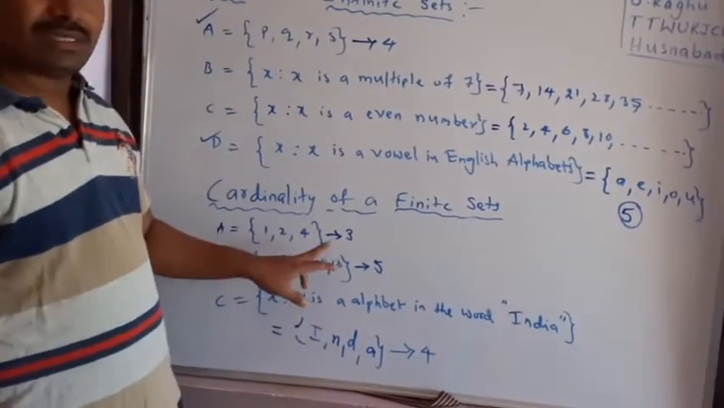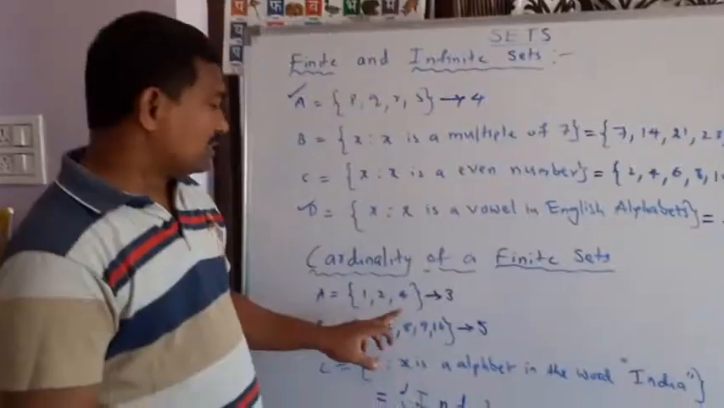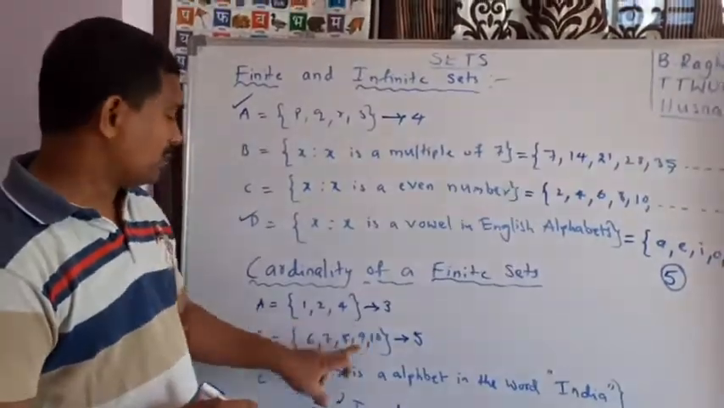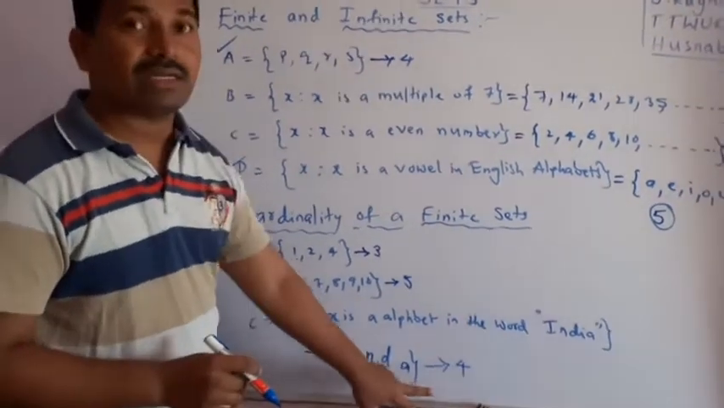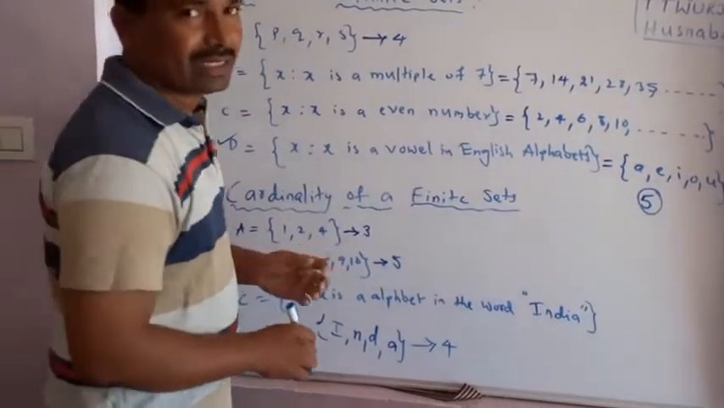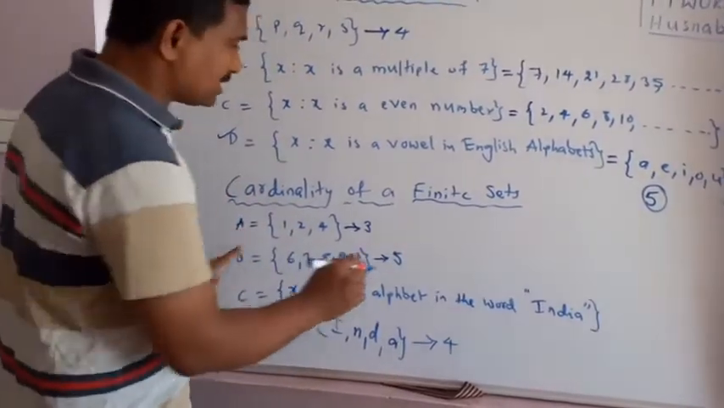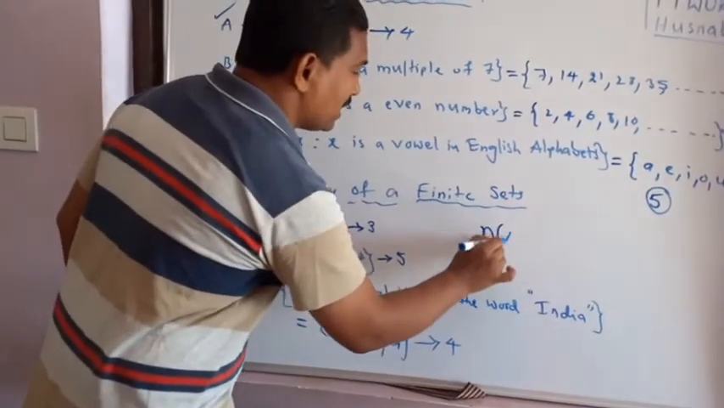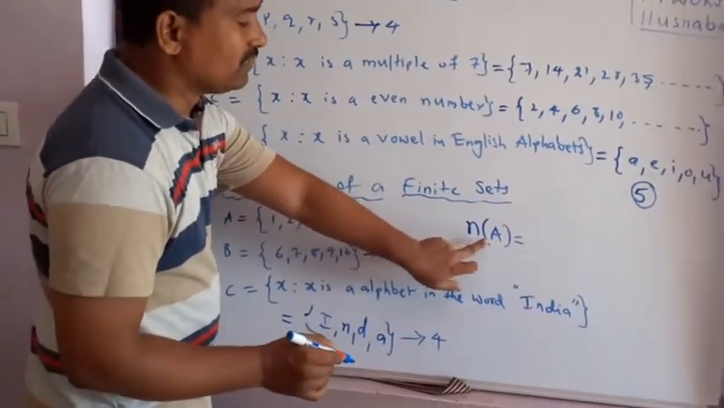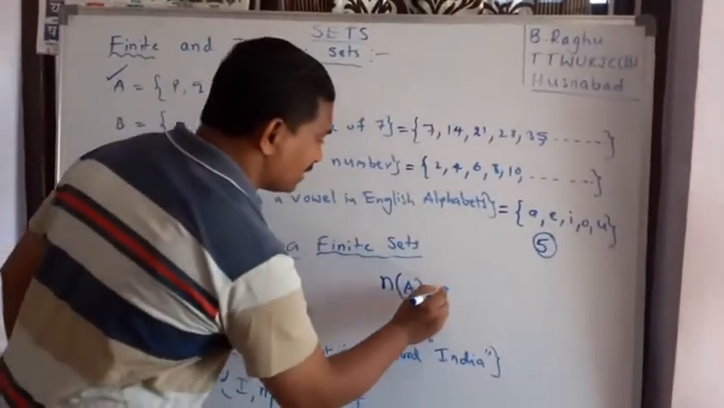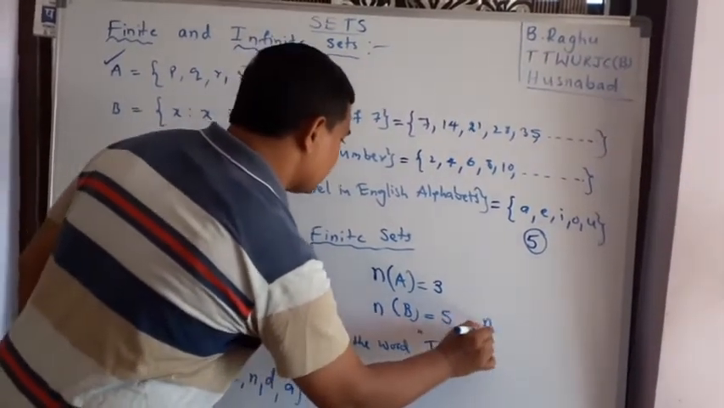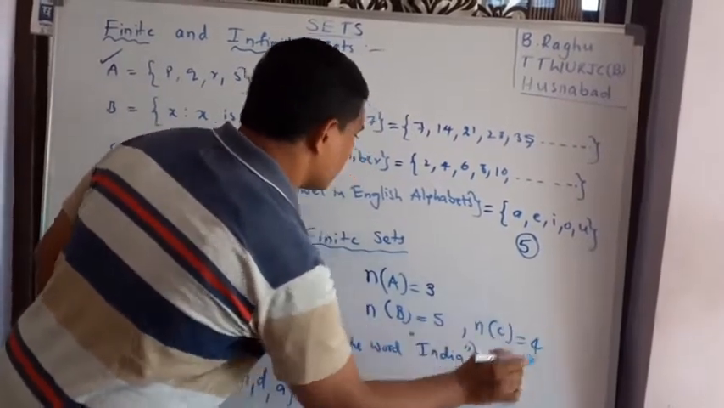So the number of elements in the set is called cardinality. Set A contains 3 elements, B contains 5 elements, C contains 4 elements. This number of elements is called cardinality. Cardinality is denoted by, for example, A is the set, cardinality of A is denoted by n(A). What is n(A)? The number of elements in the set A. How many elements are there? 3. n(B) is 5. n(C) is 4. Okay?